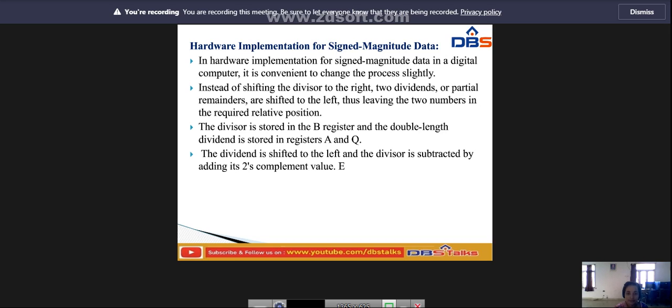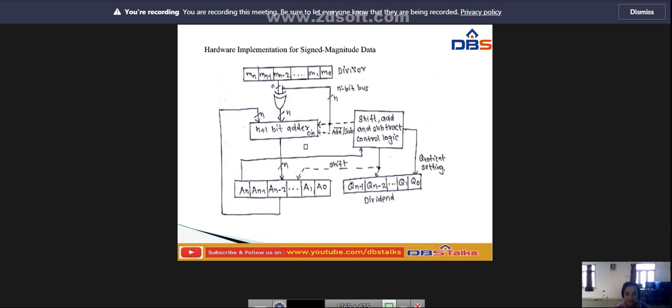If you see the diagram of the hardware implementation, we can understand. This is Mn-1, Mn-2, and so on, down to M1, M0. This is called the divisor. Here An-1, An-2, and so on, down to A1, A0 are the shifting operations. Then Qn-1, Qn-2, down to Q1, Q0. This is called the dividend.